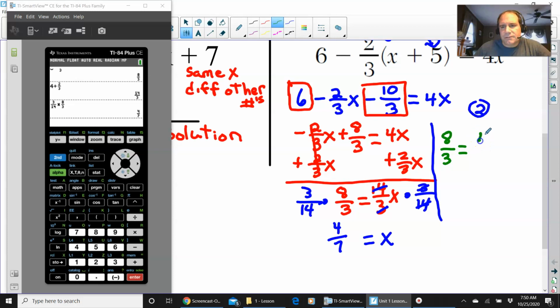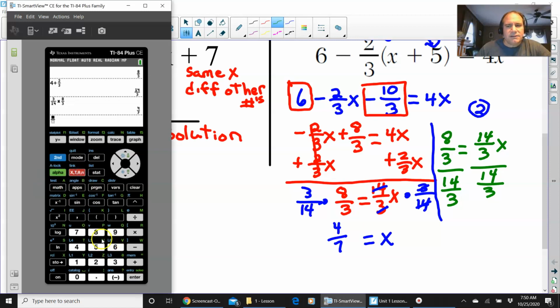equals 14/3x, you could divide by 14/3 and divide by 14/3. So when you put that in your calculator, you get alpha x, 8/3 divided by alpha x, 14/3. Just like that. And you will get the same answer.